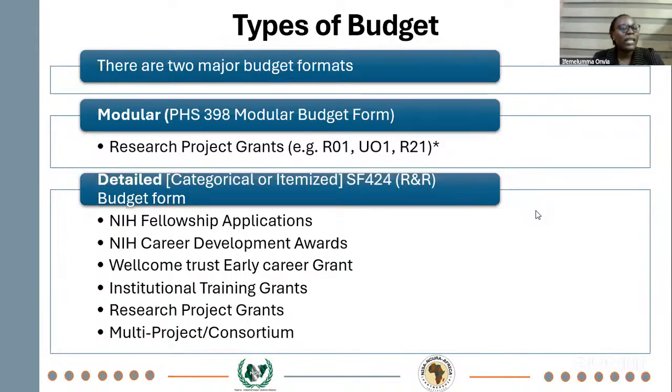So a detailed budget is when a funder wants you to put down every item, everything that you think you need. They don't want you to merge any. They want to see it the way it is. So modular budget is simplified. A detailed budget, there is nothing simple about it. And mostly for complex projects, funders will always want you to use a detailed budget so that they can see all that you want to do.